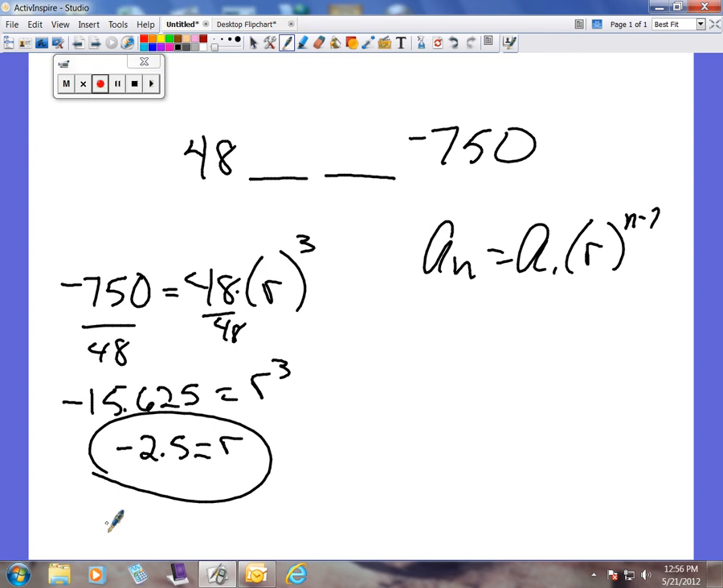Multiply by negative 2.5. We're not doing arithmetic here, we're doing geometric. So you multiply. In arithmetic, you add. All right, you understand we're talking about a different type of sequence here. So what do you get for that part? Positive, right? And then if you took negative 2.5 times 300, you should get negative 750.